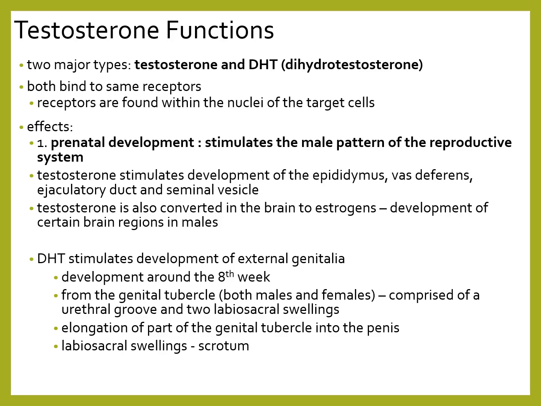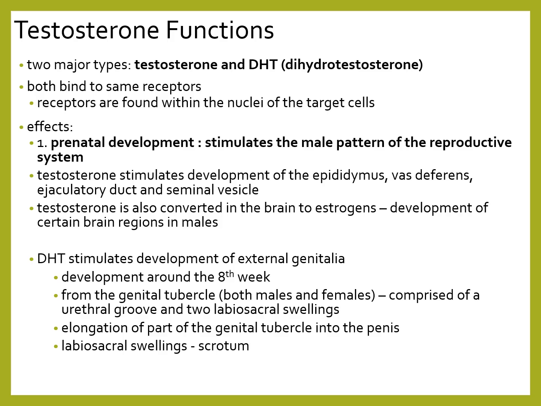Testosterone is going to specifically stimulate the development of the epididymis, the vas deferens, the ejaculatory duct, and the seminal vesicles. And if you don't remember what those are, go back to your anatomy notes and look those up. It's also converted in the brain to estrogens and is responsible for the development of certain brain regions in males. The job of 5-DHT, or DHT, is to stimulate the development of the external genitalia. This development begins around the 8th week.